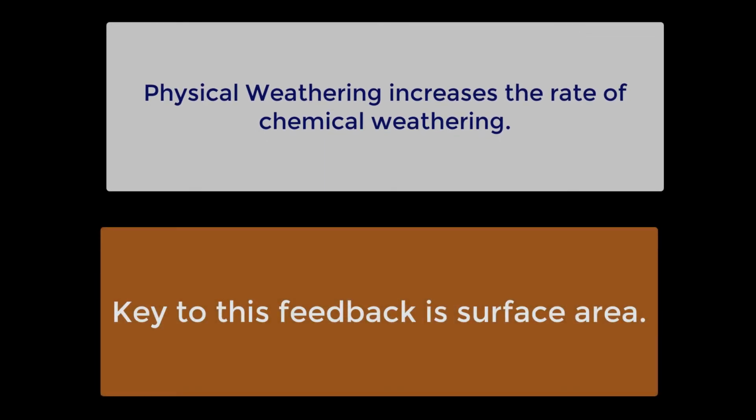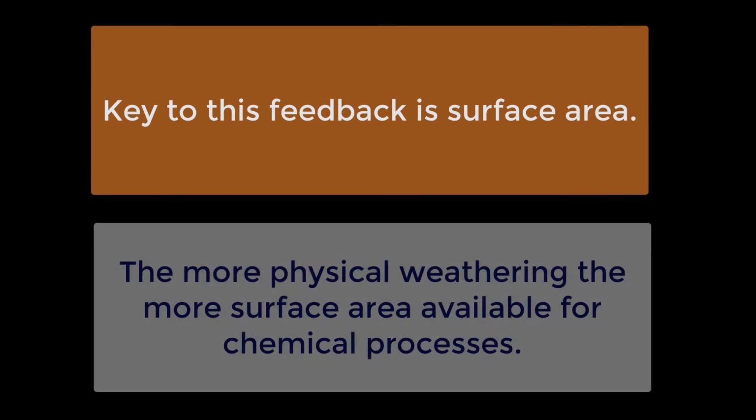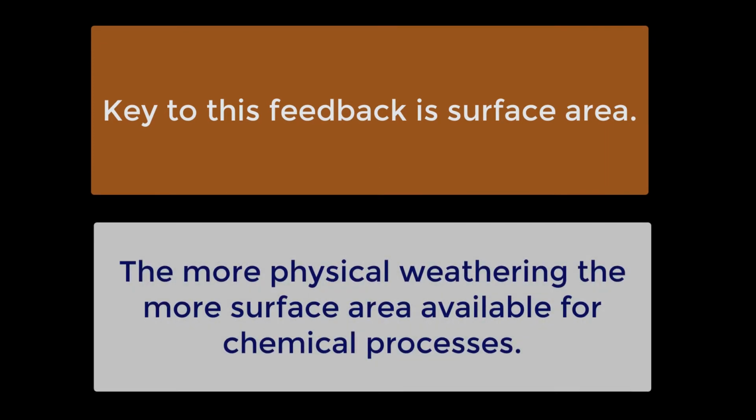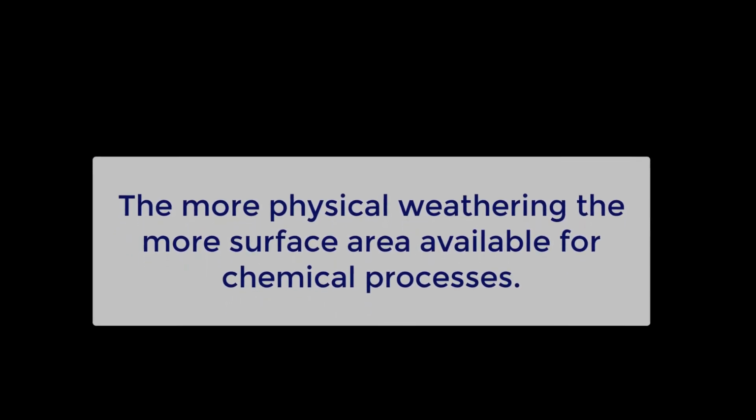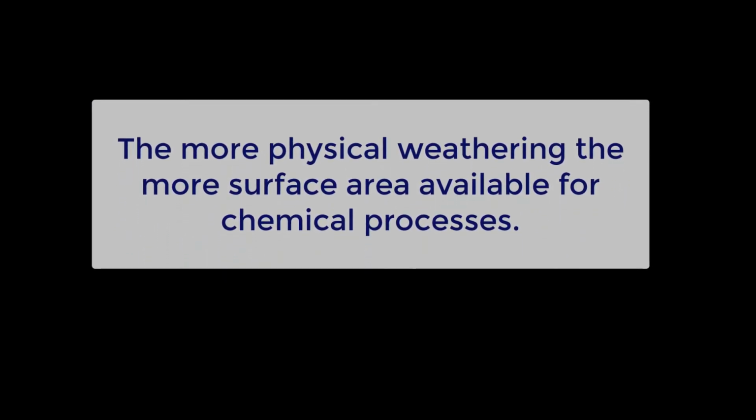The name of the game here is surface area. Physical or mechanical weathering increases the surface area that is available for chemical weathering. So if a rock is broken down into smaller pieces as it undergoes physical weathering, the chemical weathering will happen more readily than if it's one large piece.